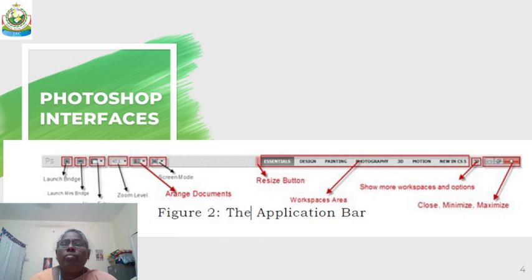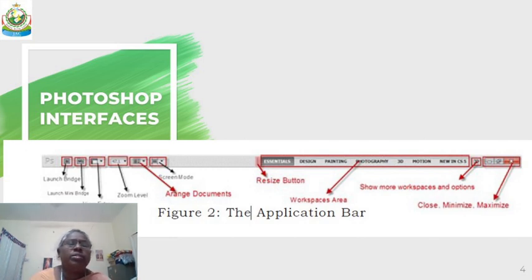Next is a small box with a double arrow. You can find show more workspace options here. If you click this one, a small pop-up window will open and you can select some more workspace options. So here you can find a workspace area. What workspace are you going to work in? Design, painting, introductory, infographics, photographics, all these things will be displayed in this button. Here is a small bar. If you pull it down the side, you can resize your window.